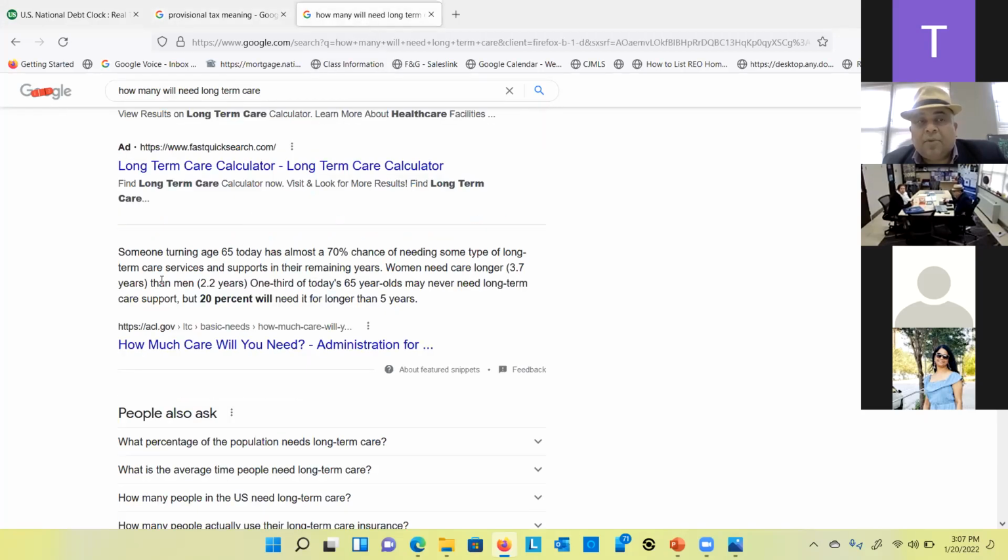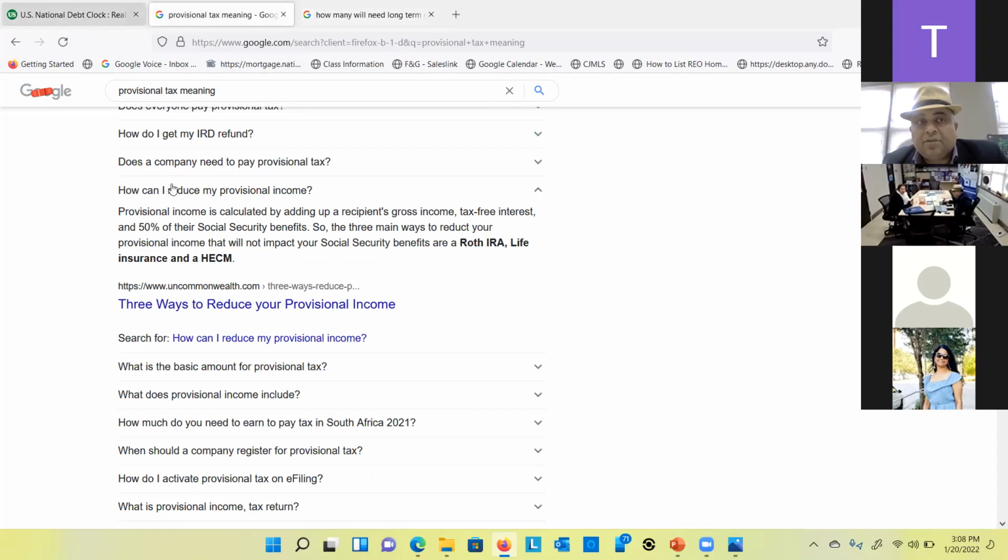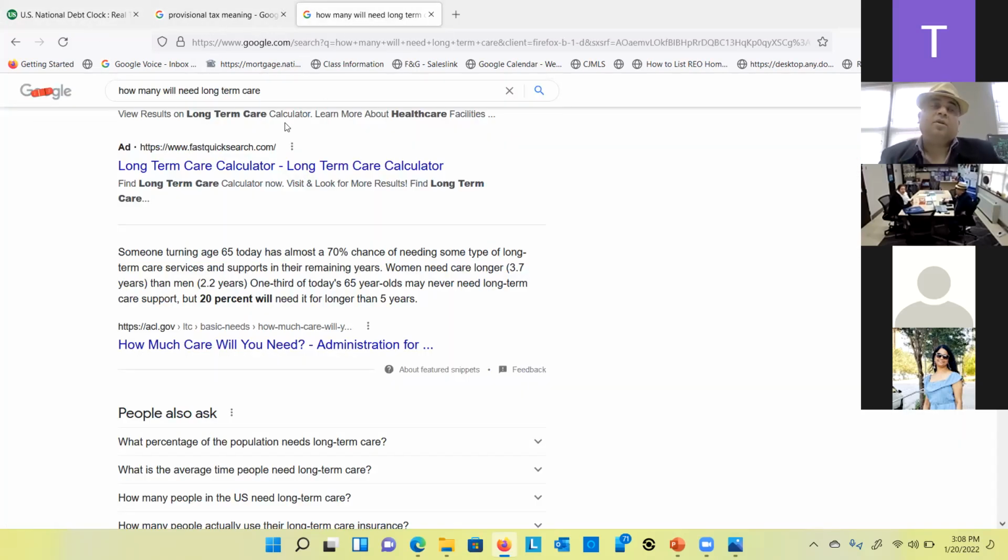Third thing, long-term care. Remember I talked about someone turning age 65 today having almost a 70% chance of needing some type of long-term care services and supports in the remaining years. Women need care 3.7 years longer than men, because ladies usually live 10 years longer than men. So it's another story, because men who are running around have to make sure they protect their families. Otherwise, the ladies are on their own. But anyway, these are the 3 topics. That's a lot of information, but maybe next time we can talk about it.